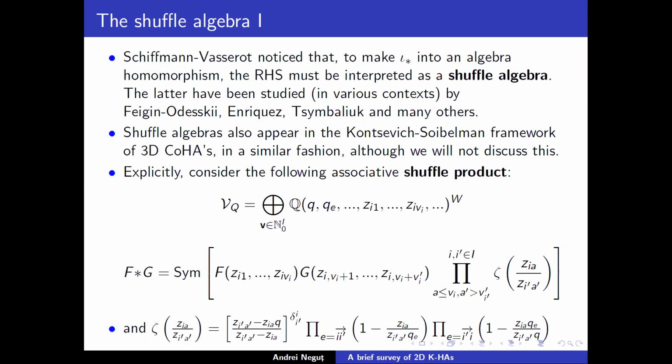So for historical completeness, I should say that Feigin and Odesskii studied an elliptic version of this, which was associated, I think, to finite quivers. This here is just a natural generalization of their construction to an arbitrary quiver, and is a trigonometric degeneration of their elliptic construction. So I would say it's a variant of the one studied by Feigin and Odesskii.